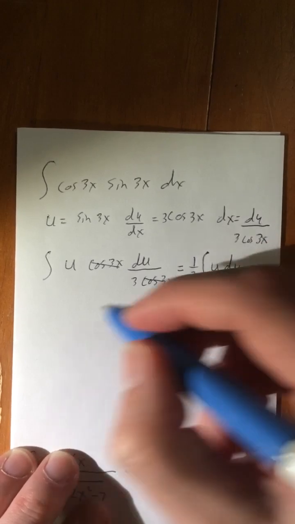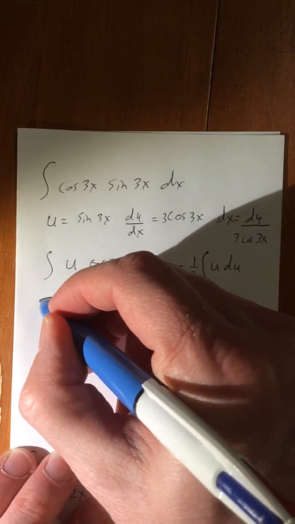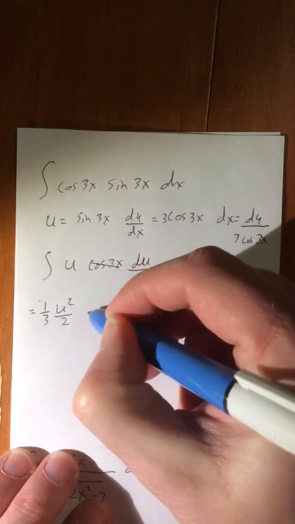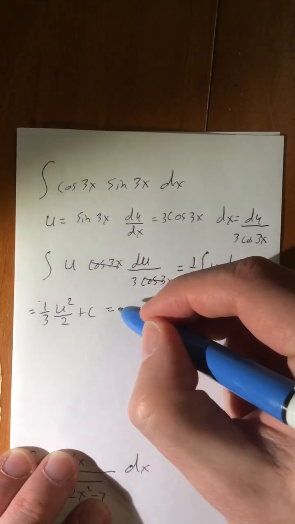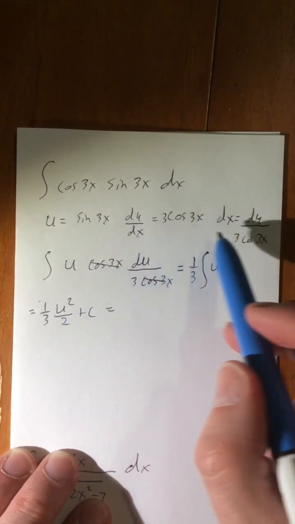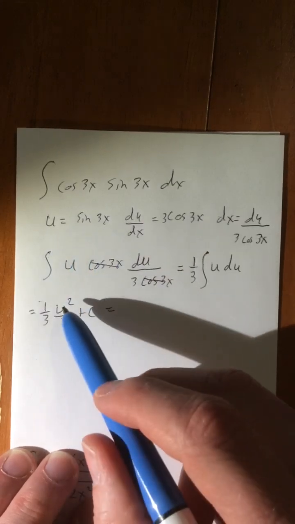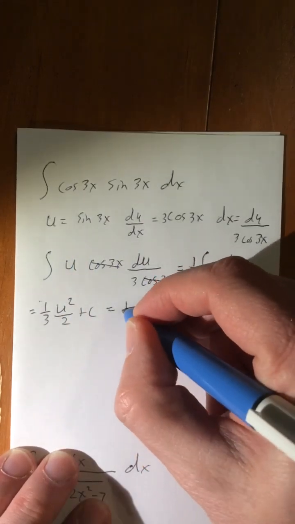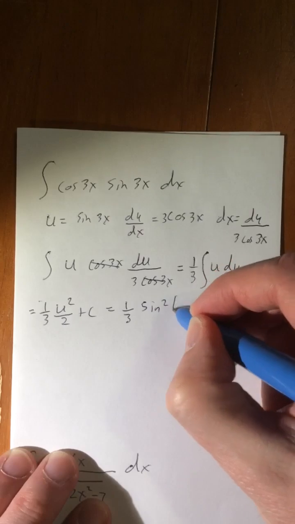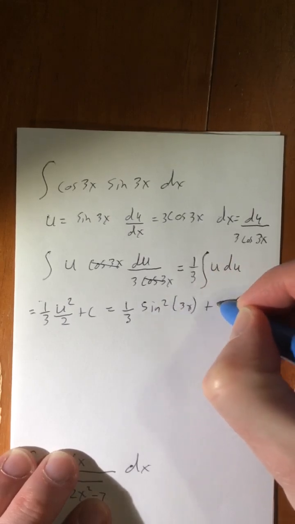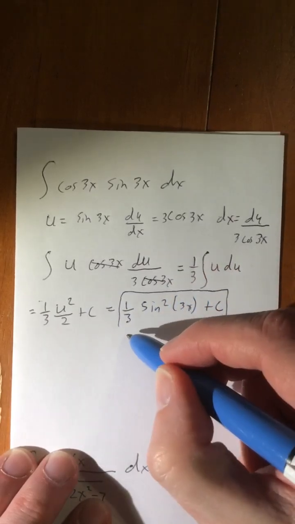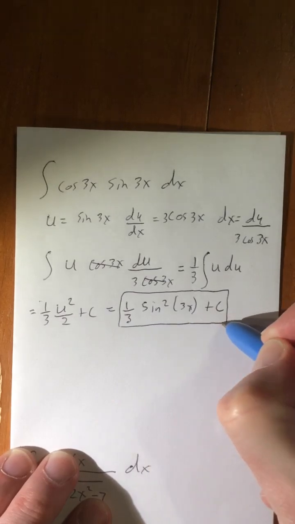Well, even a caveman can do this, or Owen. So that is going to equal 1/3 u squared over 2 plus c. And I'm going to back substitute right now. So u, what did we just say u was? U was sine of 3x. So we have 1/3 sine squared of 3x plus c. And we are done. And obviously, instead of writing 1/3, we could just write sine squared of 3x over 3. Also good.